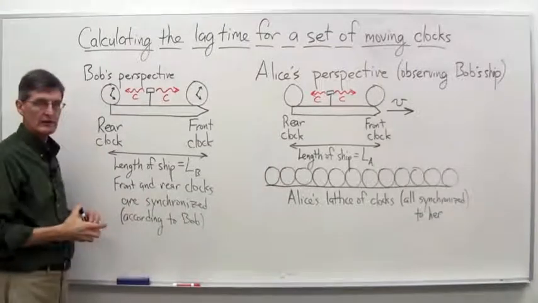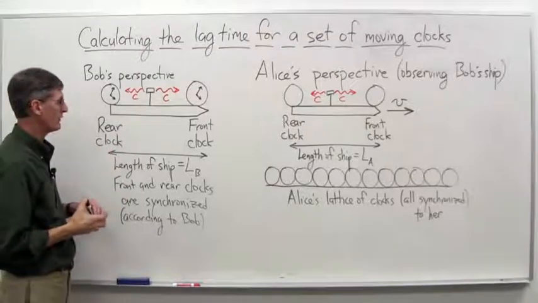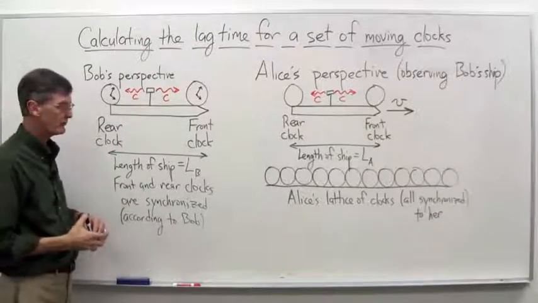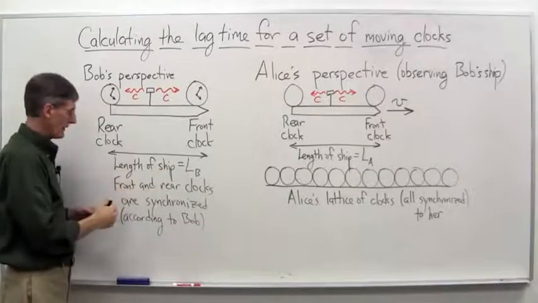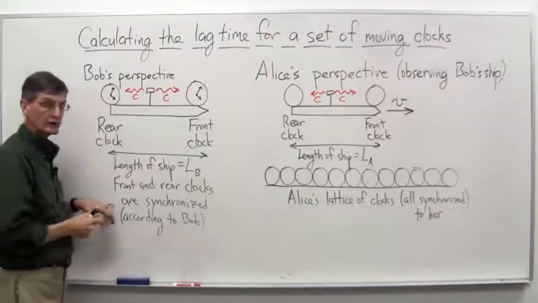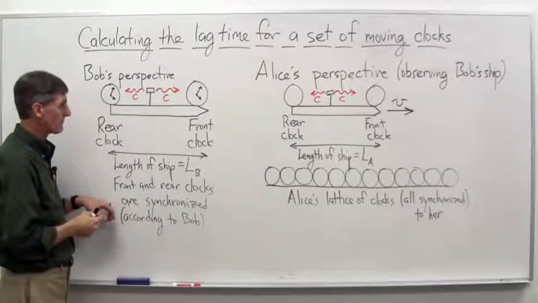He doesn't see anything moving around him. He sees the ship just there. He can't tell whether he's moving or not. He assumes he is at rest. So the length of the ship is L sub B. His front and rear clocks are synchronized. He's done that in advance according to him.